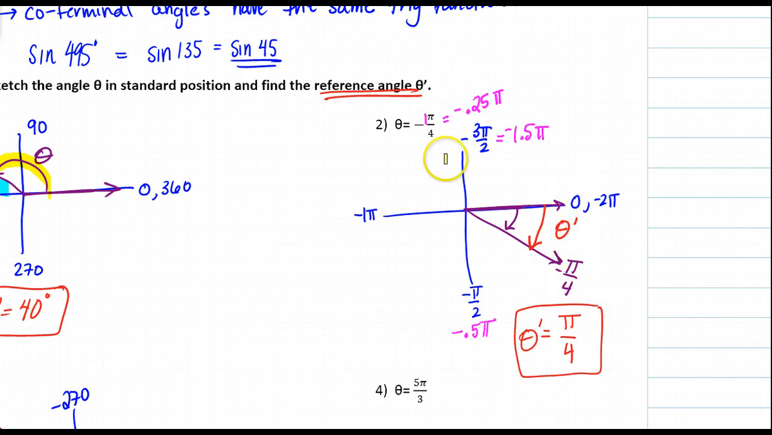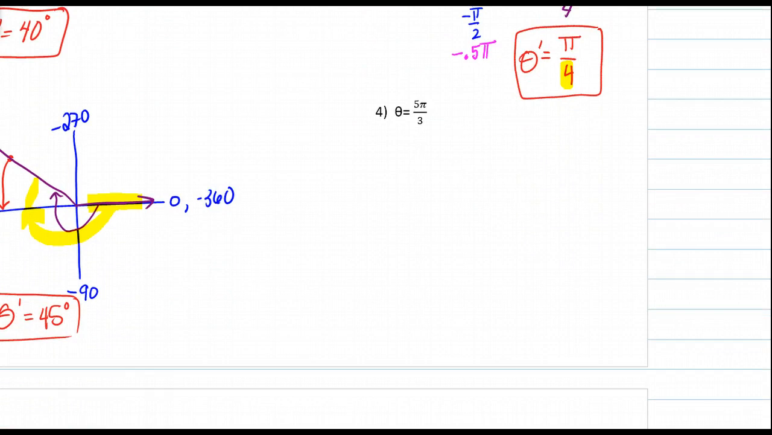And I want to make something noticeable to you. I started with an angle with a denominator of 4, and my reference angle was pi over 4, which has the same denominator. So think about that for a second, and let's see what happens in number 4.